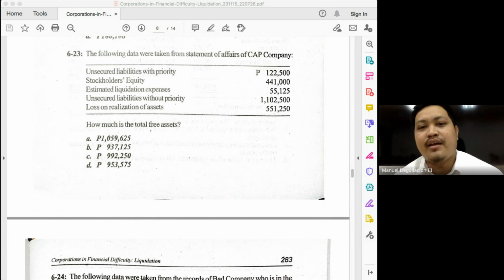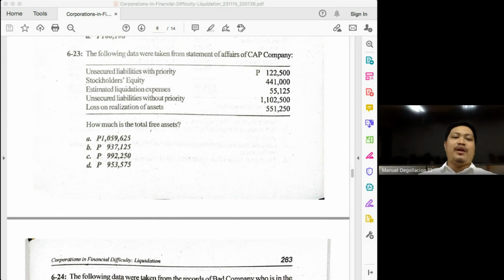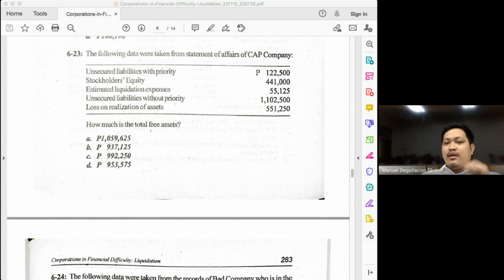But what happened in the interim, class, what happened during the liquidation is that you had expenses of 55,125. And what do expenses do to your equity, class? Will it increase or decrease your equity? Decrease. So once expenses are closed to your retained earnings, this will cause a reduction to your equity. So the 55,125 will be treated as a deduction to your 441.